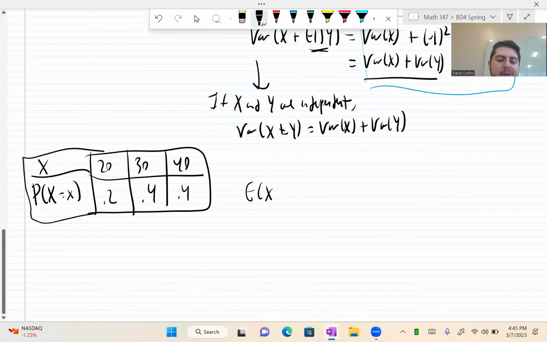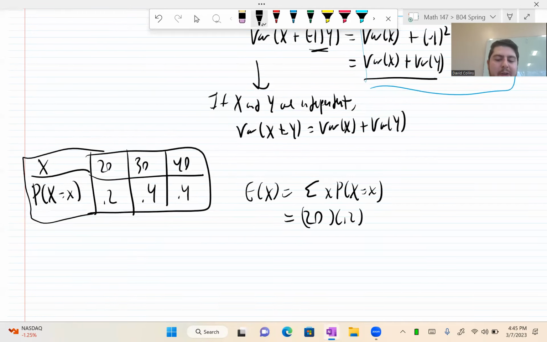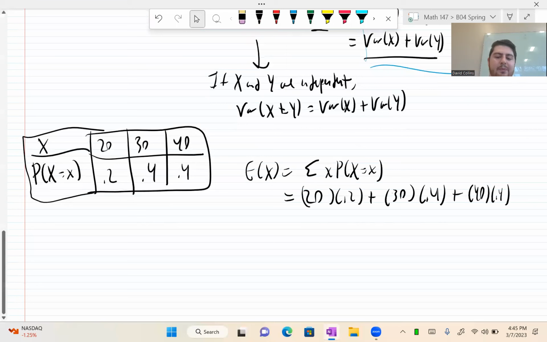So, expected value of x is the sum of x times the probability that X equals x. This would be 20 times 0.2 plus 30 times 0.4 plus 40 times 0.4. It's a weighted average.